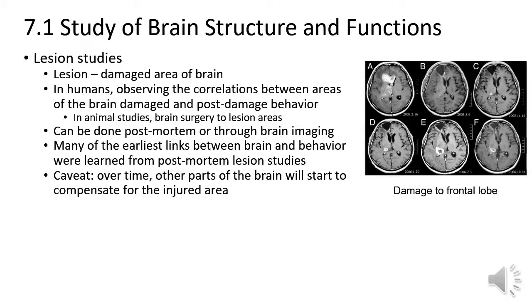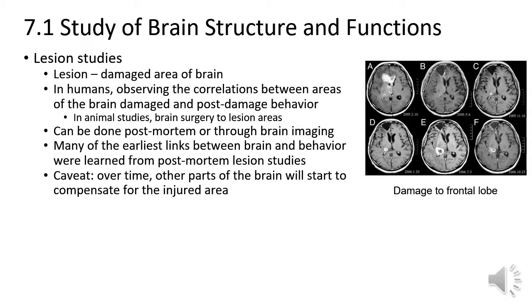So lesion studies were one of the first ways that we started to understand that the brain and behavior are connected. A lesion is damage to any part of the brain, so this might be from a tumor, from stroke, from something being lodged in the brain, from traumatic brain injury. In humans, we observe the correlation between areas of the brain that have been damaged in individuals and how they act after the damage happened as compared to before the damage happened.